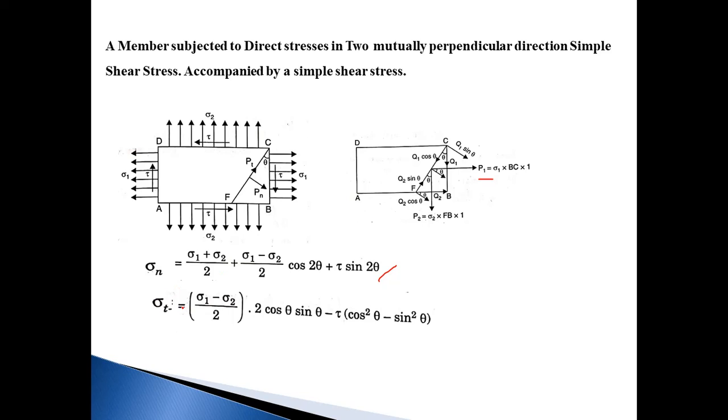Similarly, we first calculate PT, that is the tangential force, due to P1, P2, Q1 and Q2, by considering the components of these four stresses. So it becomes sigma T is equal to (sigma 1 minus sigma 2) divided by 2 into 2 cos theta sin theta minus tau in bracket (cos square theta minus sin square theta). This is the tangential force.